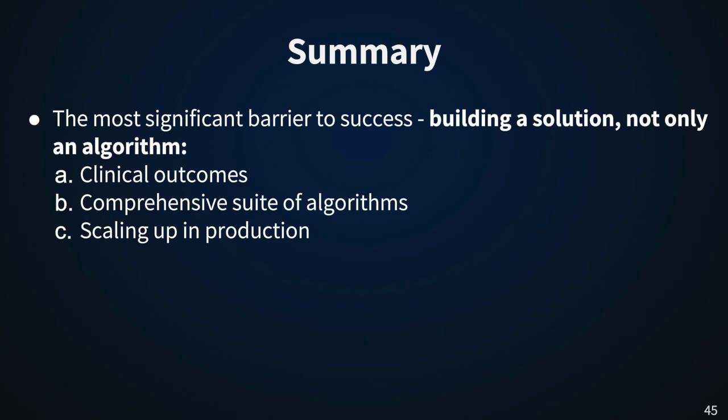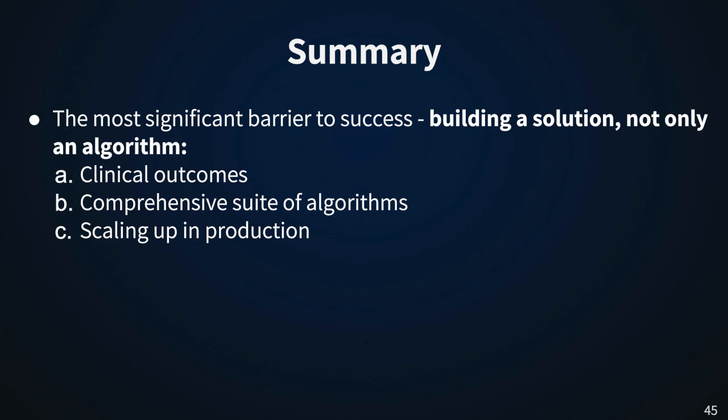And the last part of the summary is that the most significant barrier to success, in my opinion, is... there are very, very significant challenges in the algorithms, don't get me wrong. But I think that the most significant barrier to success, and this is what most companies, I think, will get wrong, is you need to build a solution, not only an algorithm. It's very easy to fall into this trap and think that the main problem here is the problem of building an algorithm that works. This is an easy problem relative to building a solution that works.